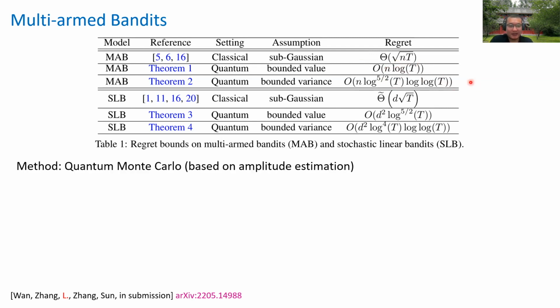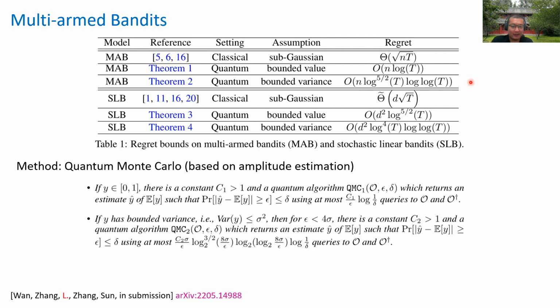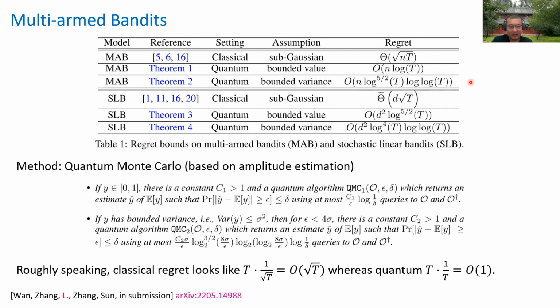The technique is basically called the quantum Monte Carlo method, based on amplitude estimation. Let me not get into the technical details, but roughly speaking, why can this work so magically? It's something from statistical learning, for instance the Chebyshev inequality. Maybe that is something people are familiar with.